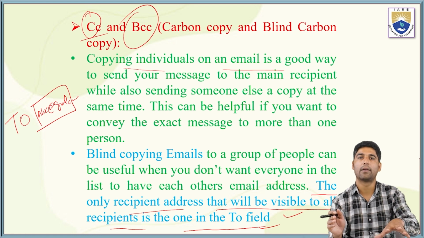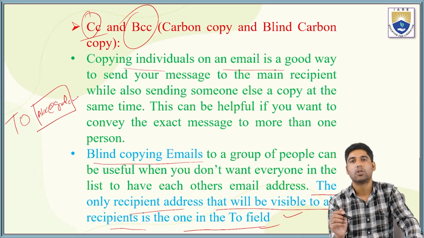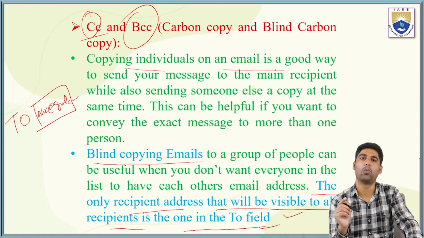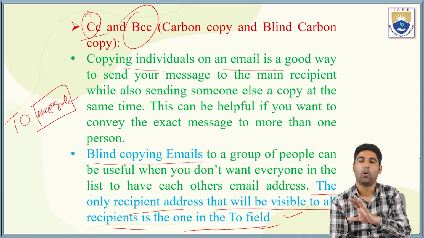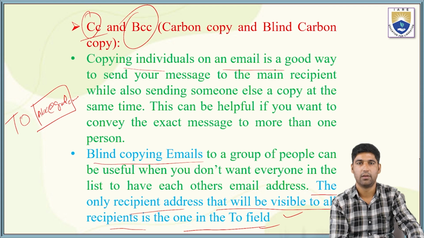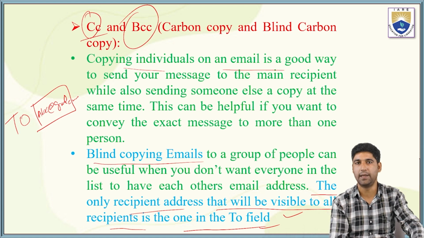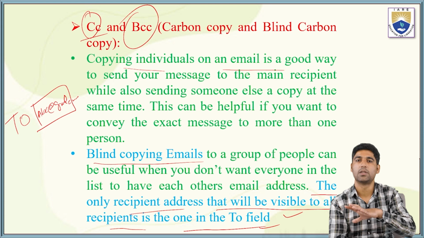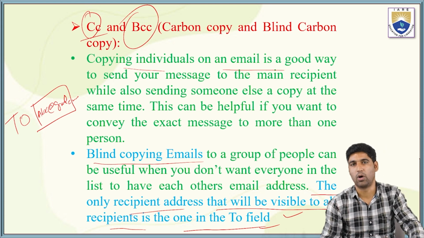So in carbon copy, in CC, every person who receives this email can see the email addresses of all the people who are included in that email. But when we do the blind copying, every person can see only one email address, that is in the to field. Rest of the email addresses will not be visible to anybody. So this is again a good feature, a good advantage of email writing. You want to send an email to people who live at different places, and you don't want to expose their email addresses to others. So you can go with blind carbon copy. There, everybody's email address is not at risk, rather is safe.